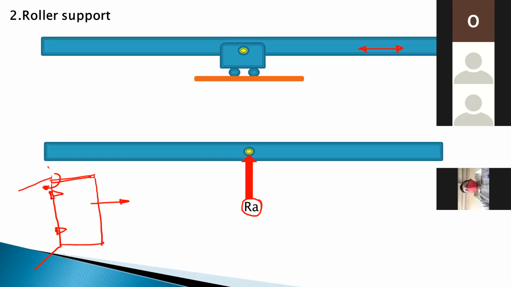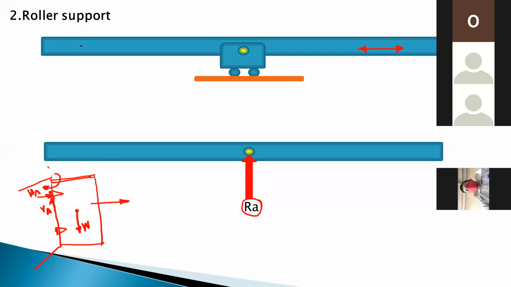Therefore, this point will offer two reactions. One will be the HA, and the vertical reaction, this is the VA. This vertical reaction is because this door will have some self weight W. So to counter this self weight, there will be an opposite force offered by the support, which is called VA.